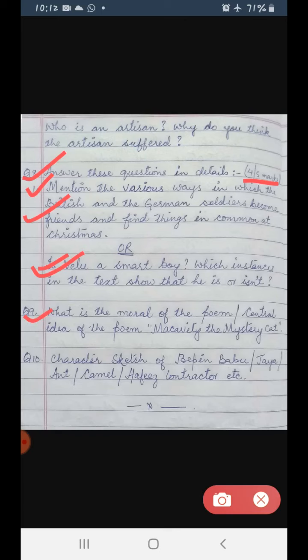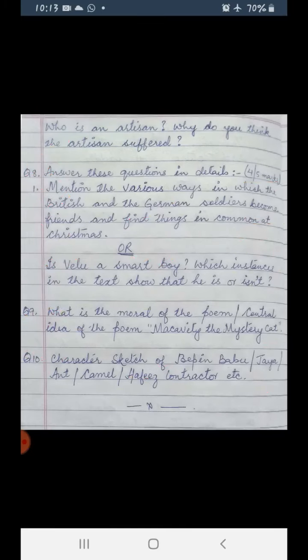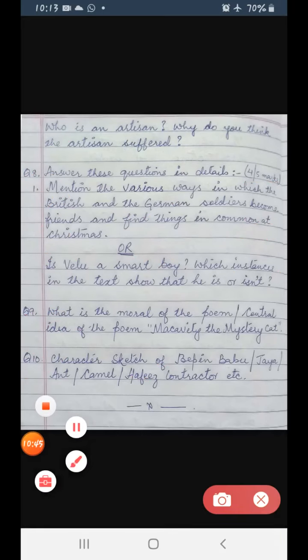Clear? Okay. So after this comes question number 9, moral of the story or central idea of the poem. Now see again, question number 8 doesn't mean that I am going to give you only 1 question. I may give you 4-5 questions. This is just a sample paper, just to let you know how I am going to set it. So it will be question number 1, this or this. In the same way, question number 2 also will be this or this. Same way, question number 3 also will be this or this. Clear?